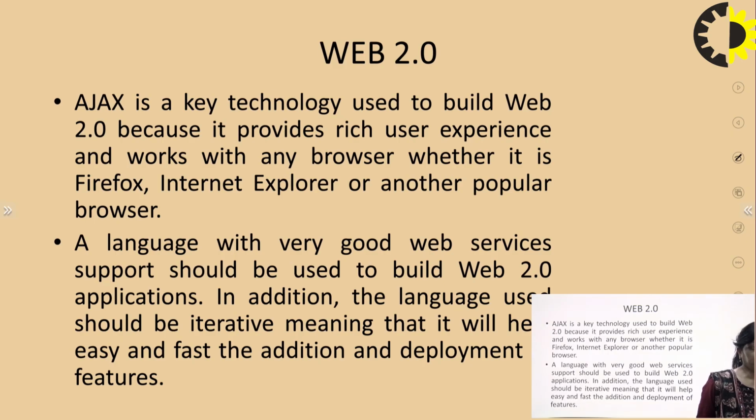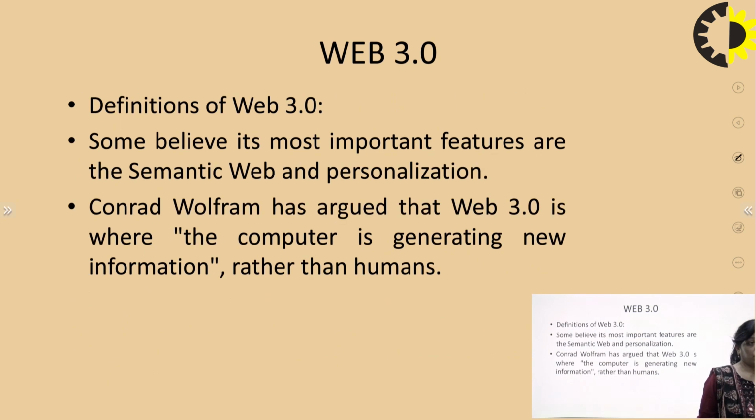So a language with very good web service support should be used to build Web 2.0 applications. In addition, the language used should be iterative, meaning that it will make the addition and development of features easy and fast. So these are the key technologies which we used in Web 2.0. Now the next version of the web is Web 3.0, which we generally use right now.